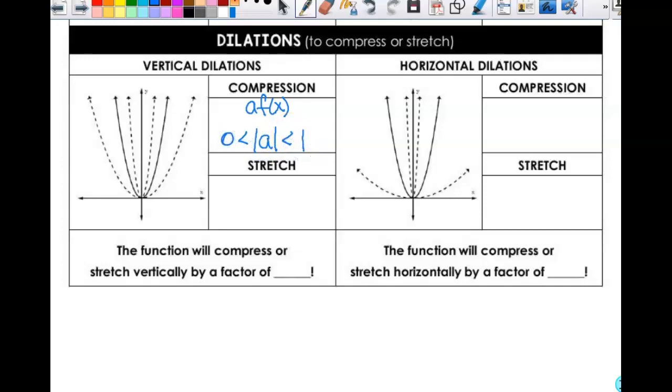So if I have 1/2 out there or 2/3, but not just if it's a fraction, because if I have 3 halves, that's more than 1. So don't let the fractions trick you. And then a stretch, it's still just a times f of x, but this is when the absolute value of a is greater than 1. So if it's a 2, a 4, a 3 halves, something like that. So for vertical, the function will compress or stretch vertically by a factor of the absolute value of a.